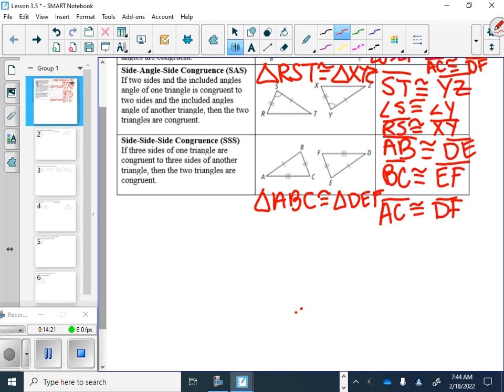It doesn't necessarily have to be in alphabetical order. Your parts just have to match. So I could have said BCA, but on this side, if I said BCA, I would have had to say EFD. So it doesn't necessarily have to be alphabetical order. Your parts just have to match. Okay?